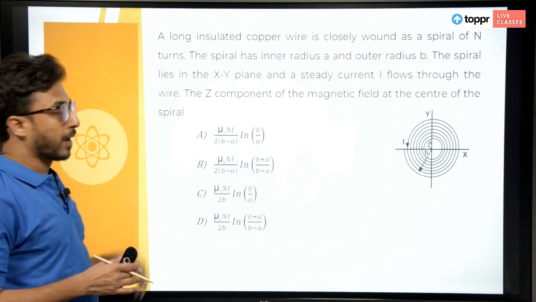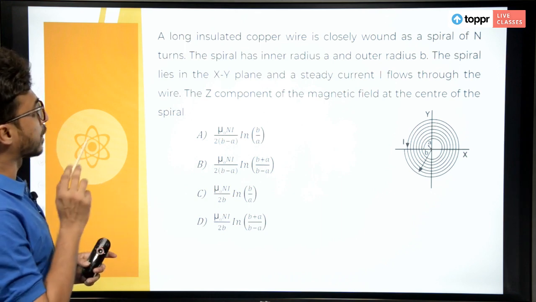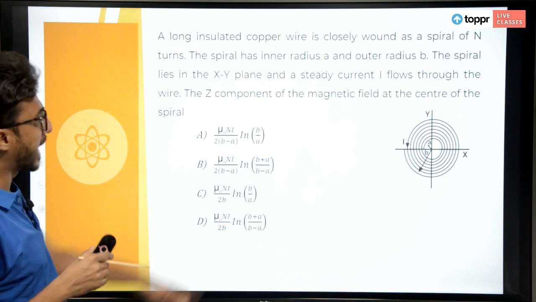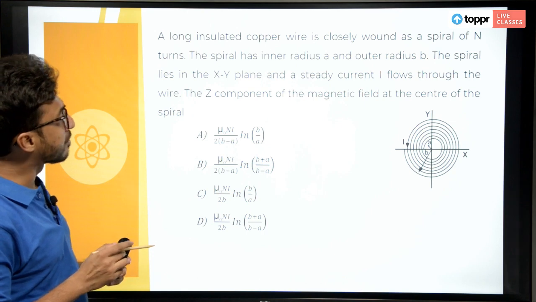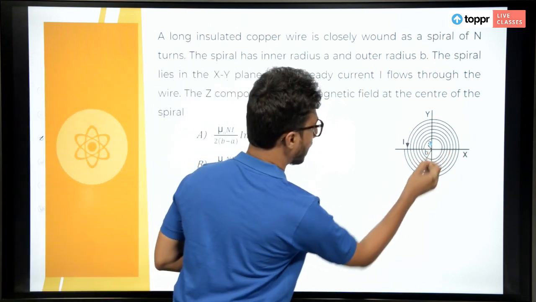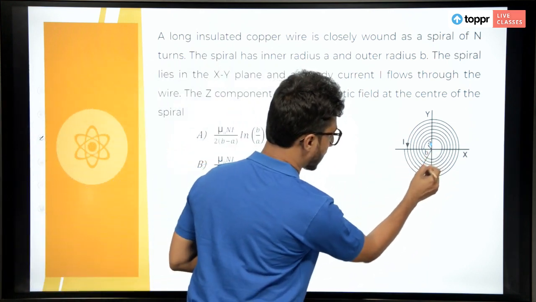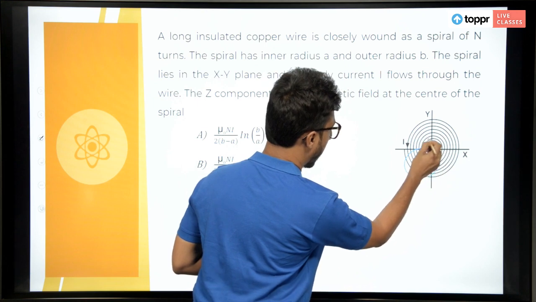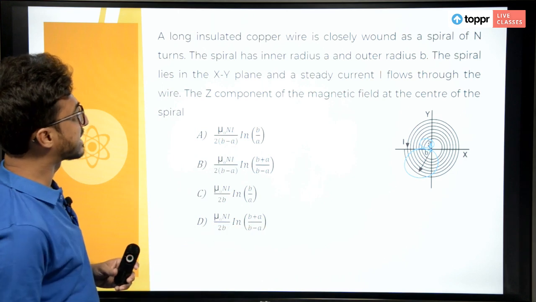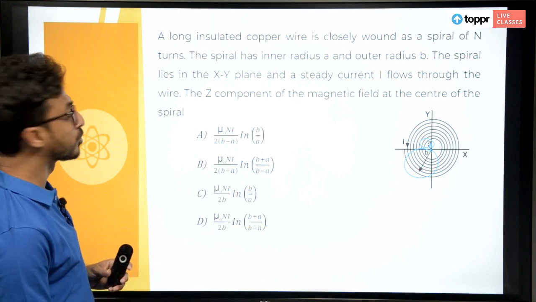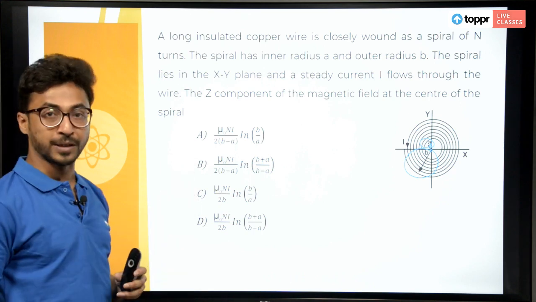Our second problem is: a long insulated copper wire is closely wound as a spiral of n turns. This is a spiral of n turns. The spiral has an inner radius A and an outer radius B. So, this is the outer radius, this is B and this is A. The spiral lies in the xy plane and a steady current I flows through the wire. We have to find the Z component of the magnetic field at the center.